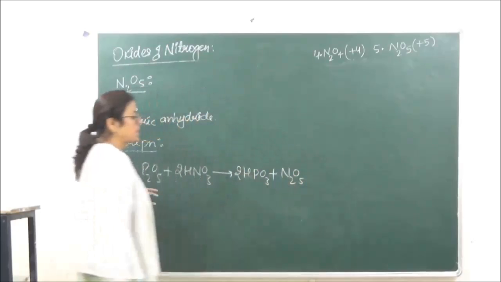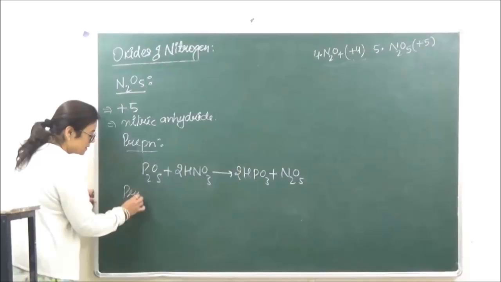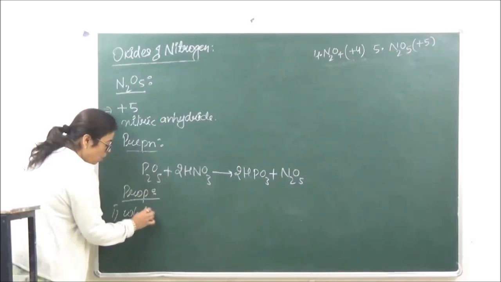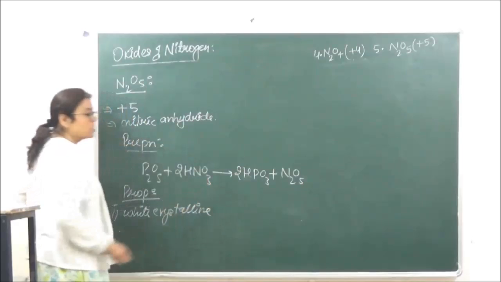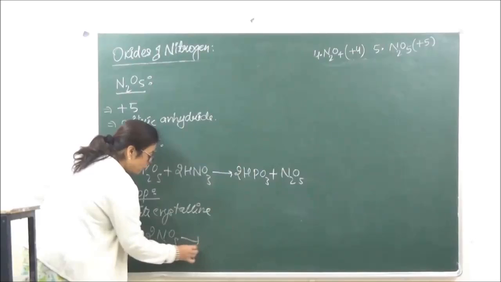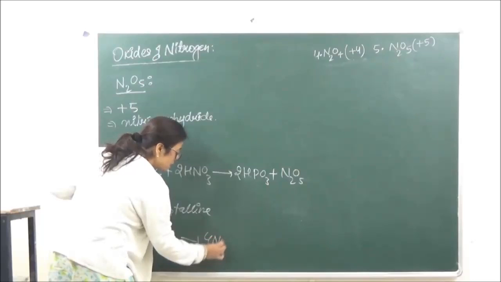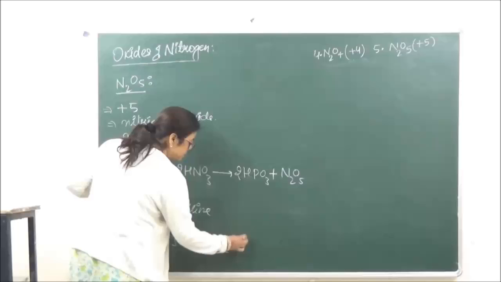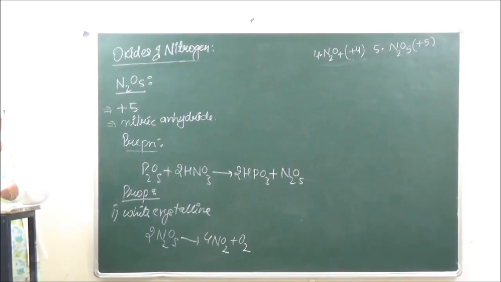nitrogen pentoxide. When we are looking at the properties, we see that it is a white crystalline solid, but on heating it decomposes to yellow liquid, and on further heating it decomposes to a brown gas which is nitrogen dioxide. Right, white crystalline hota hai, toh jab hum heat karte hai toh yellow liquid mein convert hota hai aur phir uske baad woh convert hota hai into a brown gas which is nitrogen dioxide.